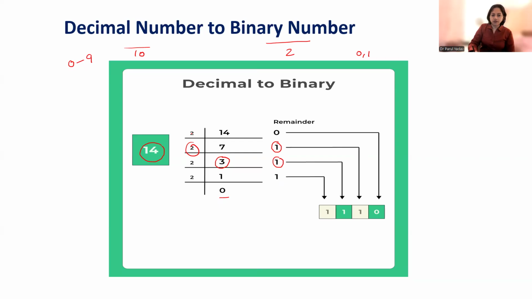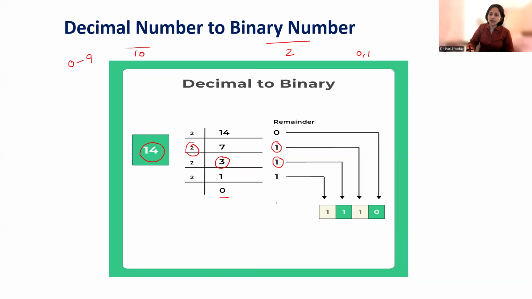So we will divide the number by 2, and we will stop when we are getting 0 here. And every time we will record the remainders. So just look at what we are getting: remainders like 0, 1, 1, 1.